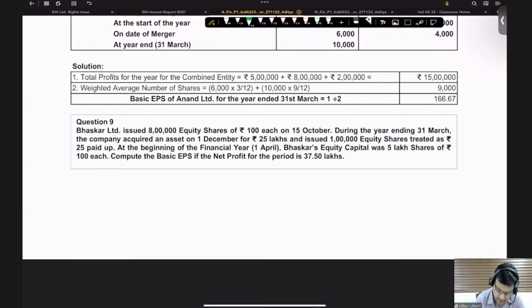Bhaskar issued 8 lakh equity shares of 100 each on 15th October. During the year ending 31st March, the company acquired an asset for rupees 25 lakhs and issued 1 lakh equity shares treated as rupees 25 paid up. At the beginning of the financial year, that is 1st April, the equity capital was 5 lakh shares of 100 each. Compute basic EPS if the net profit is 37.5 lakhs.